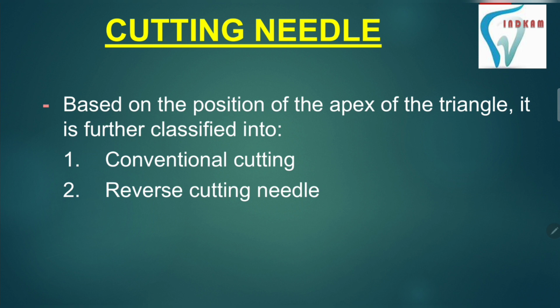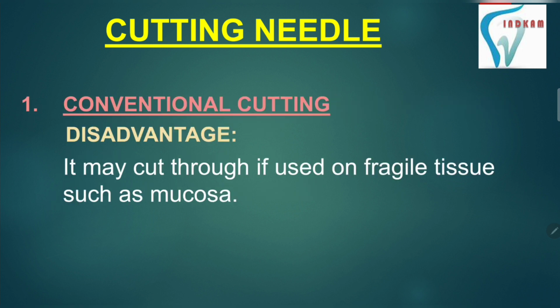The cutting needles are further divided into two based on the position of the apex of the triangle. One is conventional cutting and second is reverse cutting needle. Conventional cutting needle, the disadvantage is it may cut through if used on fragile tissue. So we cannot use conventional cutting needles on fragile tissues like mucosa.